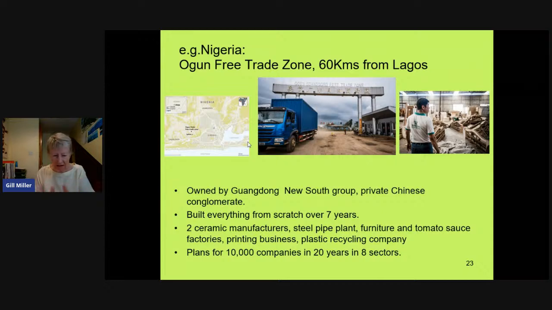And you can see there just a tiny list of some of the things that are made in the free trade zone. I've just put that selection in because why would you have tomato sauce? I've absolutely no idea why you have tomato sauce, but it's there. And you can go onto the Ogun Free Trade Zone and do some research if you wish. But the plans are ambitious: 8 sectors, 10,000 companies, really to generate a huge industrial hub, not too far outside Lagos, with, of course, the connecting transport links into the city and to the port.